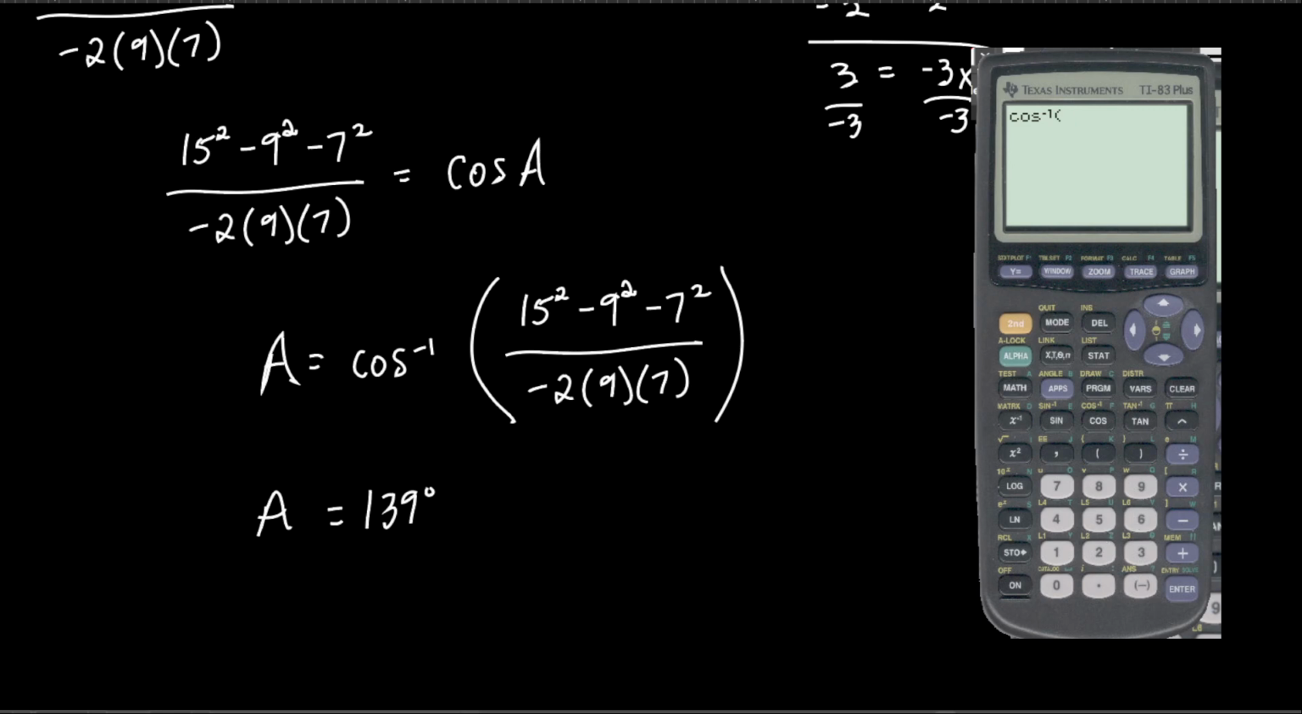And let's just put the numbers in. So here we go. 15 squared minus 9 squared minus 7 squared divided by negative 2. So put a negative 2 times 9 times 7. I'm going to close that parentheses, right? Because we got to close parentheses right here. And now I should be ready to get an answer. And of course it doesn't work.